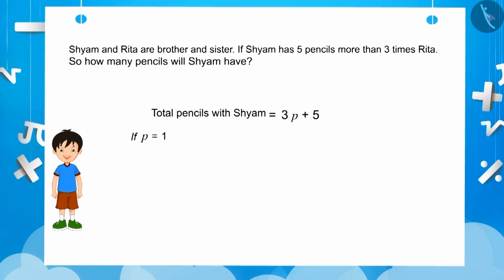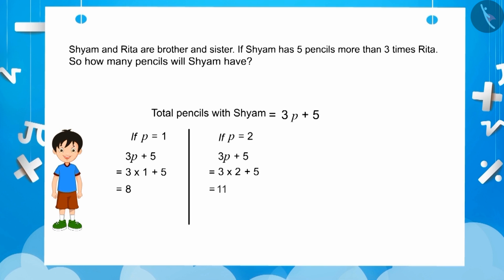If P is equal to 1, then the value of 3P plus 5 will be 8, or if P is equal to 2, then the value of 3P plus 5 will be 11. Similarly, if we say that the total number of pencils with Shyam is 17, then we represent it as follows. 3P plus 5 is equal to 17. This is an equation whose expression on the left side, 3P plus 5, represents the total pencils with Shyam. 17 on the right side represents the total number of pencils.